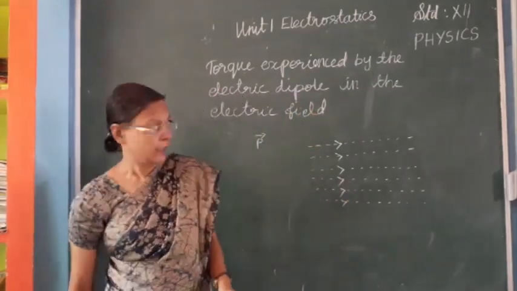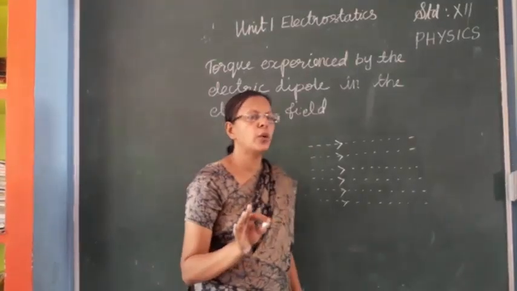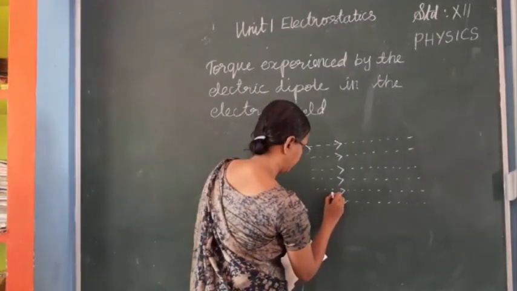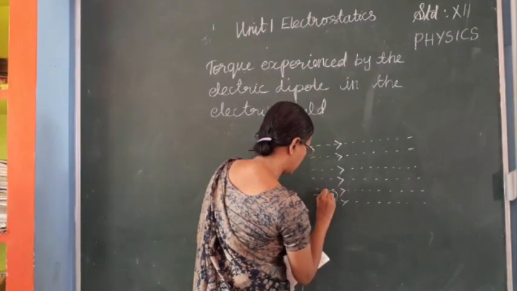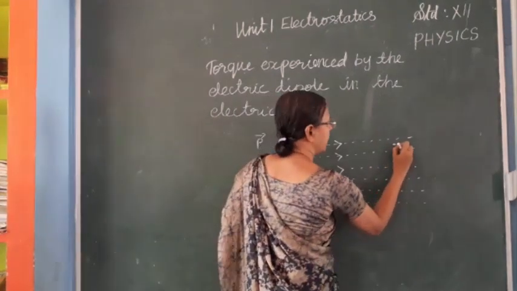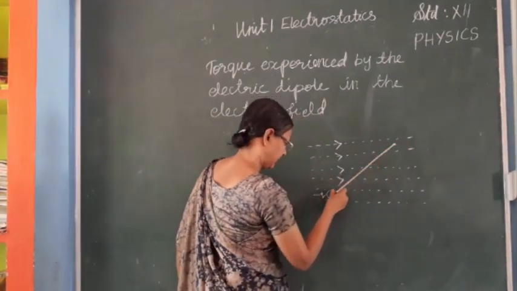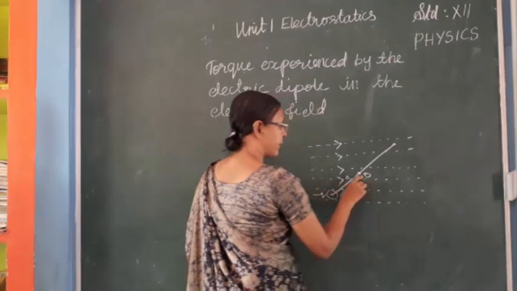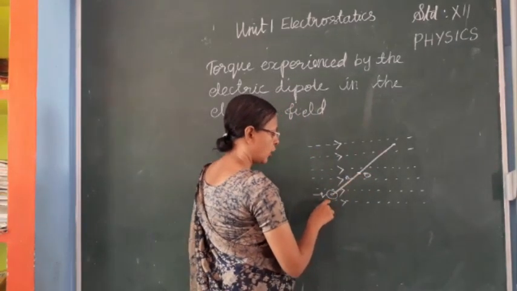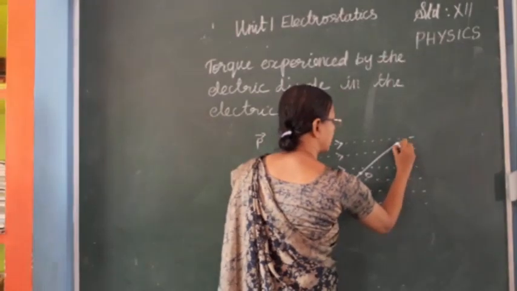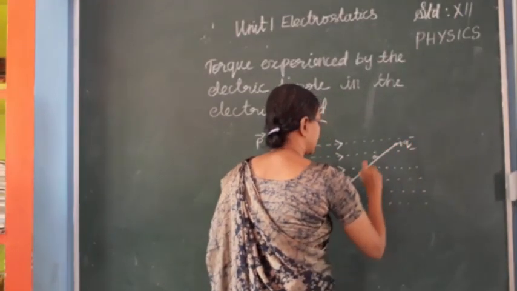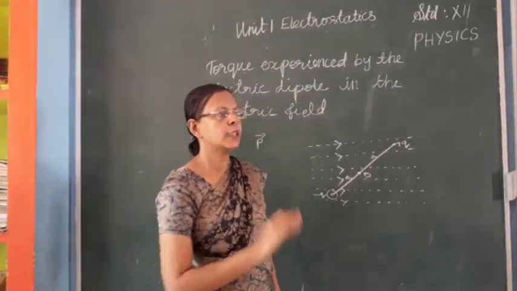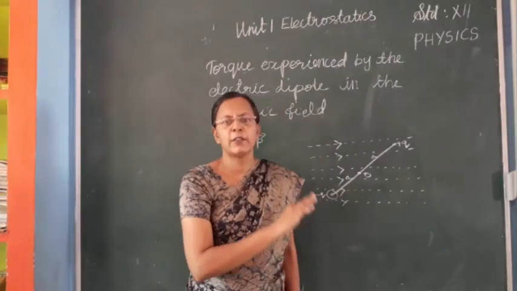Okay, here we have to take two electric charges: minus Q and another one plus Q. The midpoint is O. From the midpoint, the first charge minus Q and the second charge plus Q are both at the same distance. Okay, this is an electric dipole. This one is kept in the uniform electric field.